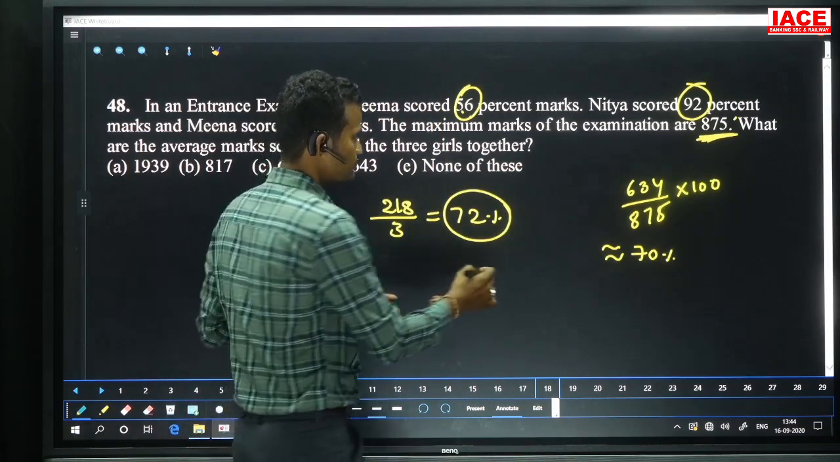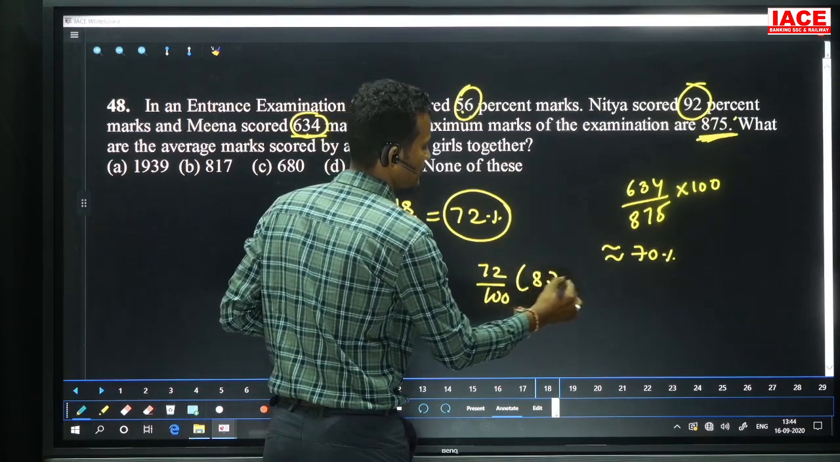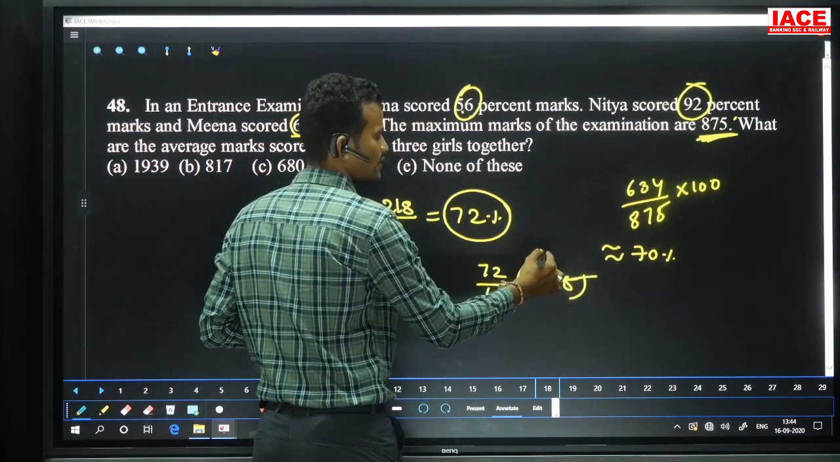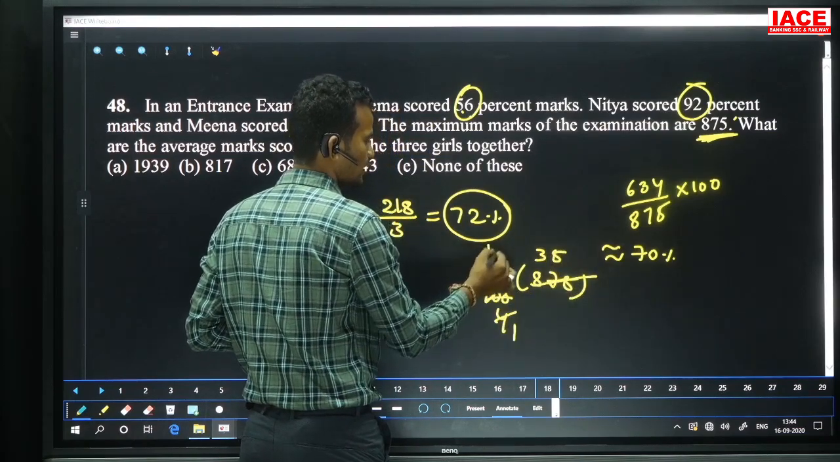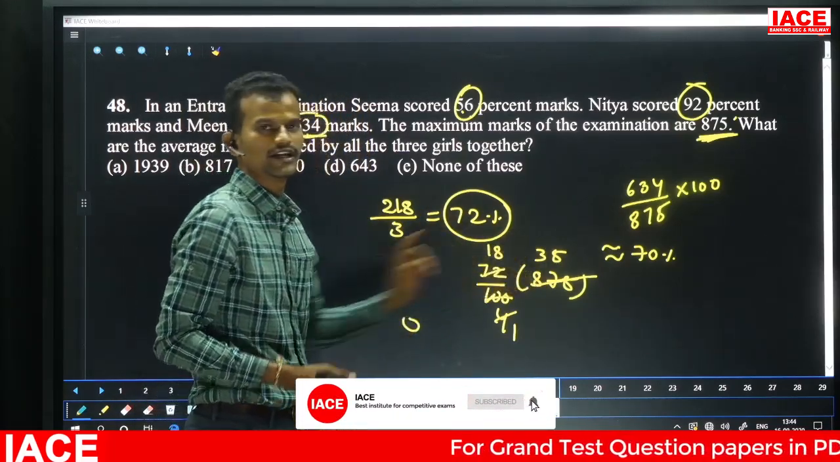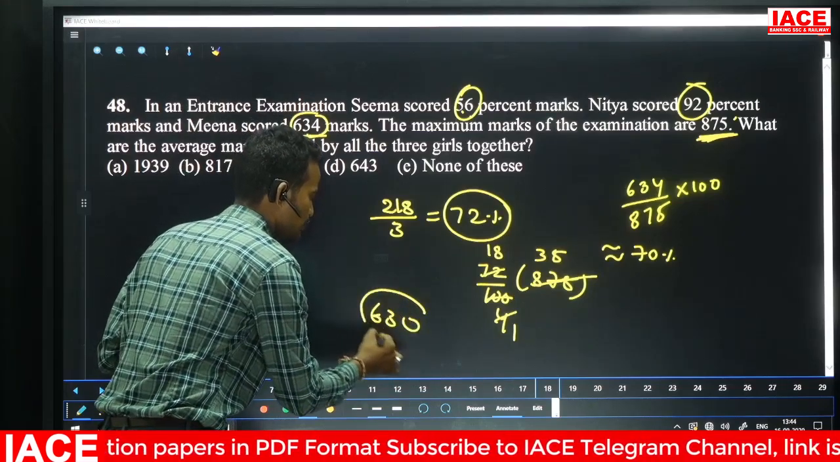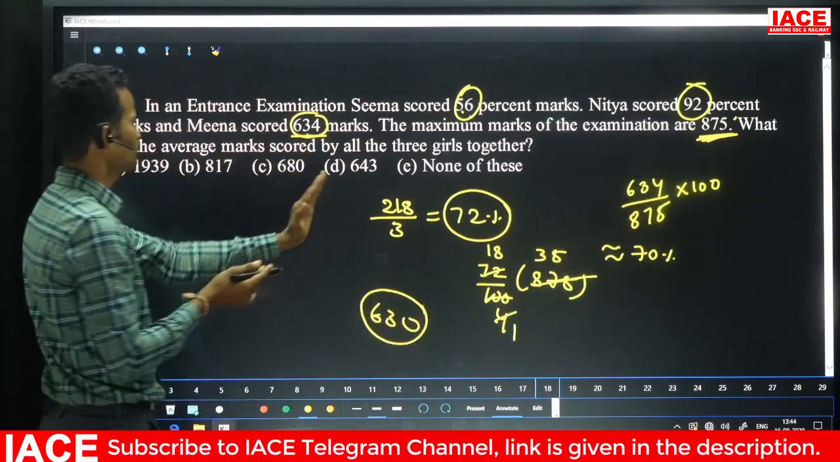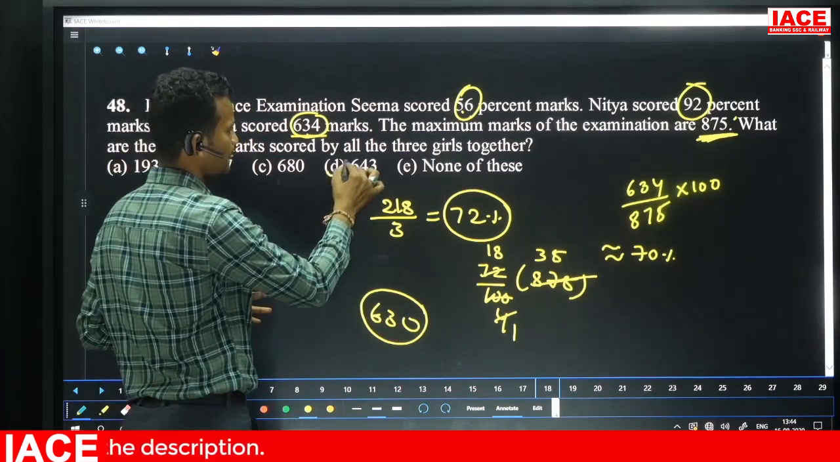So 72 by 100 into 875. Clear? 25 3s are 75, 25 5s are 125, 25 4s are 100, 4 1s are 4, 4 18s are 72. Listen, sir, 18 5s are 90, 18 4s, 18 3s are 54, 54 plus 9, 630. So the answer is approximately near to 630. So which option is given approximately near, sir? 643. Clear, sir, everyone? Understand?